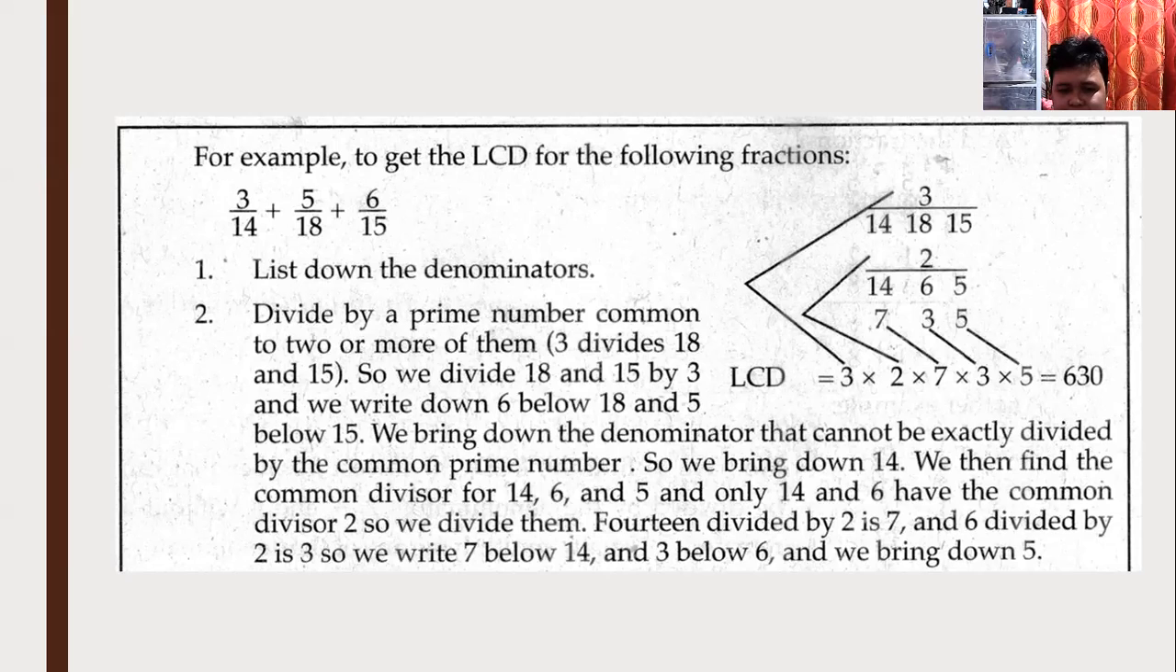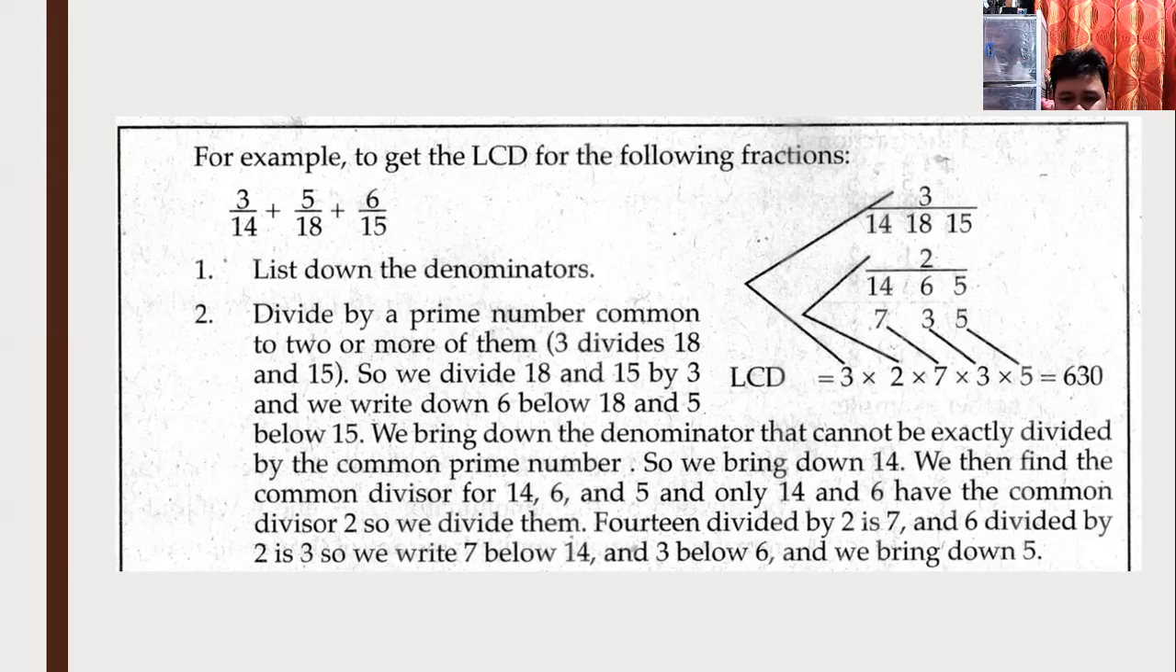Ano yung mga pagkakapareho ng 14, 6, and 5? Only 14 and 6 have the common divisor 2. So yung 5, hindi mo naman ma-divide sa 2 kasi 2.5 dapat exactly one digit, wala nang decimal point. So yung 14 at 6 lang ang pwedeng i-divide sa 2. So nung i-divide, 14 divide 2 is 7 and 6 divide 2 is 3. So nasa baba na natin is 7, 3, and 5.